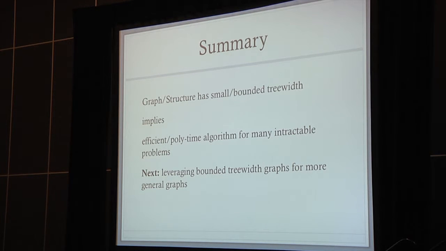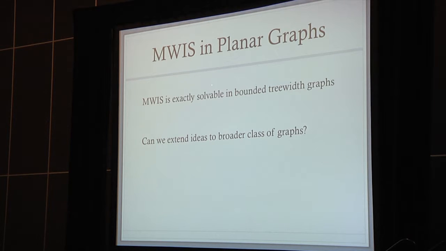So far, what have we seen? If the graph has small tree width, then you have an efficient algorithm for many problems. Now, maybe your graph doesn't have such a small tree width, but I want to convince you that using the ideas from small tree width graphs, you can leverage them even for a much larger class of graphs. That is the example I'm going to give you now: maximum weight independent set in planar graphs. We saw that it's exactly solvable in bounded tree width graphs. Can we use these ideas to solve something in a more general class of graphs?